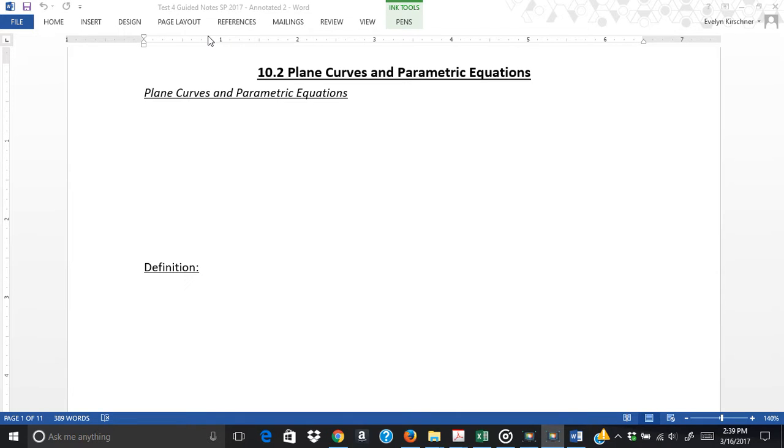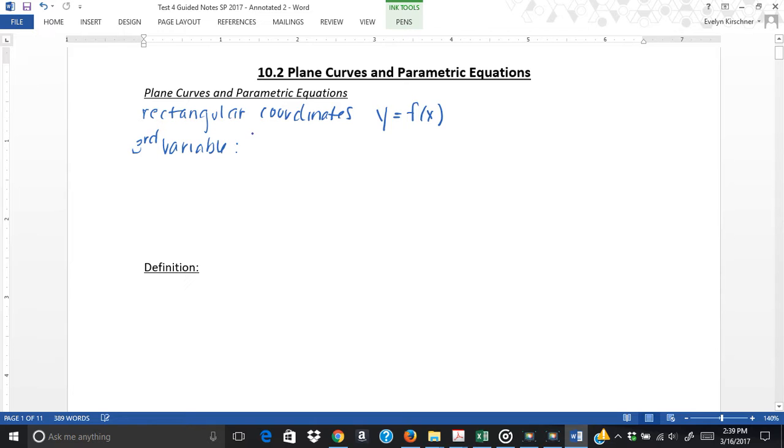So we know we can represent a graph in rectangular coordinates. Rectangular coordinates are of the form y equals f of x. We can also represent a graph in terms of a third variable. My third variable is going to be time, or t. And then we can look at the vertical and horizontal changes with respect to that time. And we call these parametric equations.